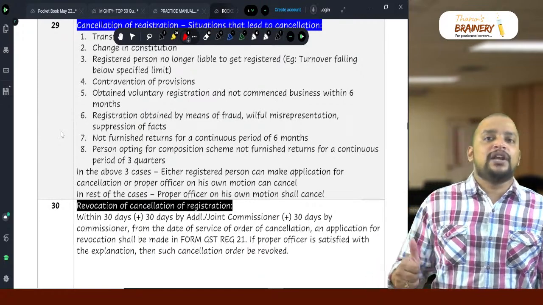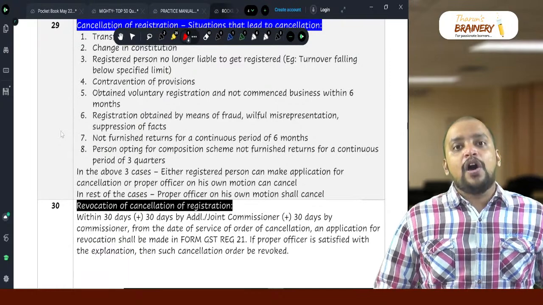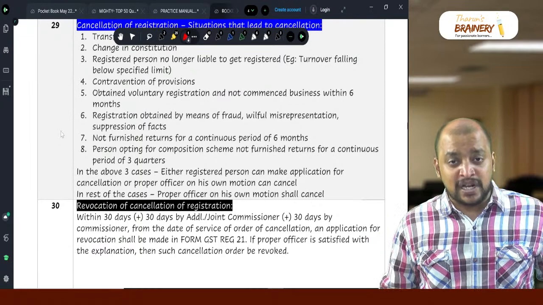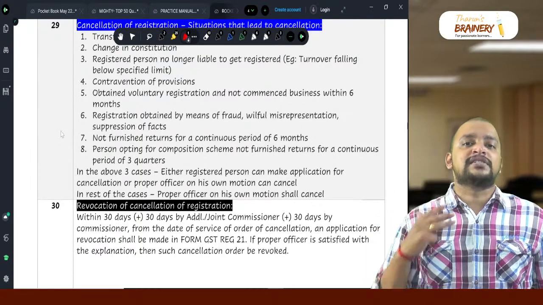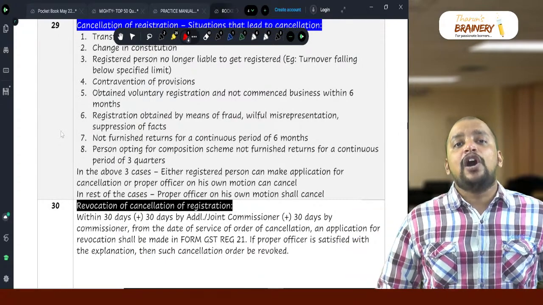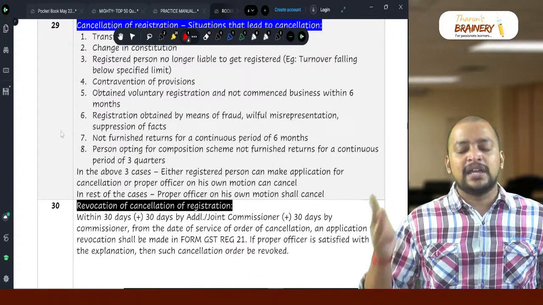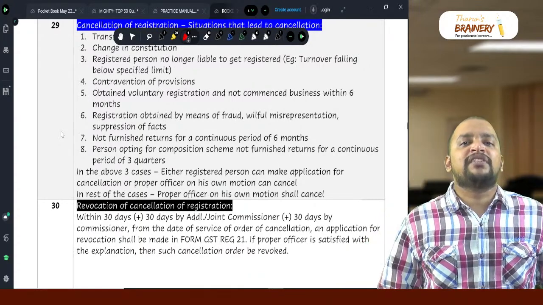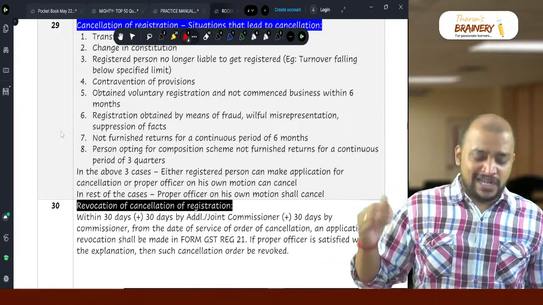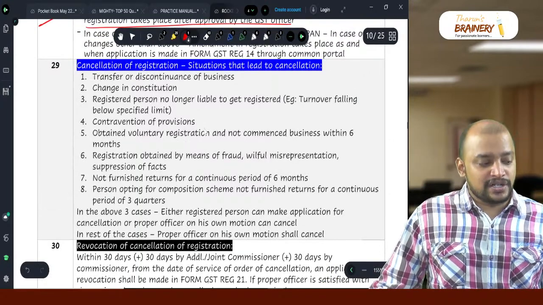What are they? Number 1, you have contravened the provisions of the act or rules made thereunder, or you obtained voluntary registration but did not commence business within 6 months, or 2 points related to returns. You are under normal scheme and you did not file returns for consecutive 6 months, or you are under composition scheme, you did not file returns for consecutive 3 quarters. Okay, then last, registration obtained by way of fraud. So these 5 cases, wherein proper officer will initiate cancellation of registration. Okay, that is about section 29.